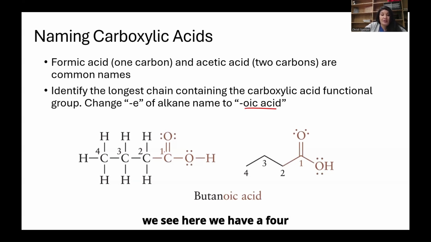So we see here we have a 4-carbon chain. Carbon number 1 is the carbon double bonded to the oxygen. So we have 1, 2, 3, 4. The prefix for 4 is but. So you have butan, and then you have oic acid.